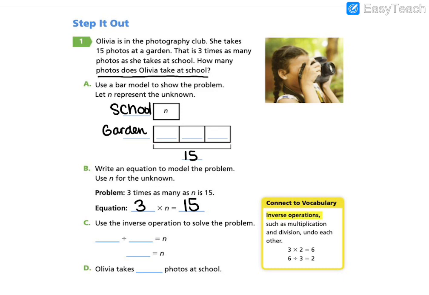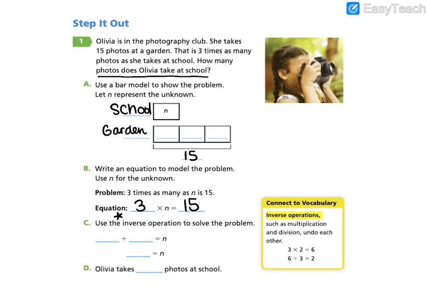Letter C, use the inverse operation to solve the problem. Now, a reminder about what an inverse operation is. Let's take a look at the vocabulary. An inverse operation, such as multiplication and division, undo each other. So 3 times 2 is 6. 6 divided by 3 is 2. So if we have 3 groups of 2, we'll have 6. If we take that 6 and split it back into those 3 groups, we will have 2 in each of the groups. So the inverse operation of multiplication is division.